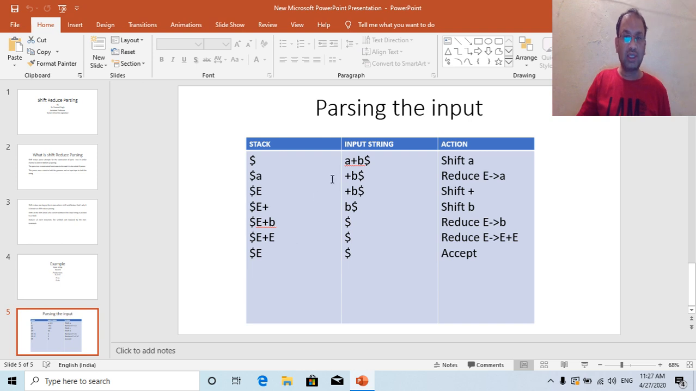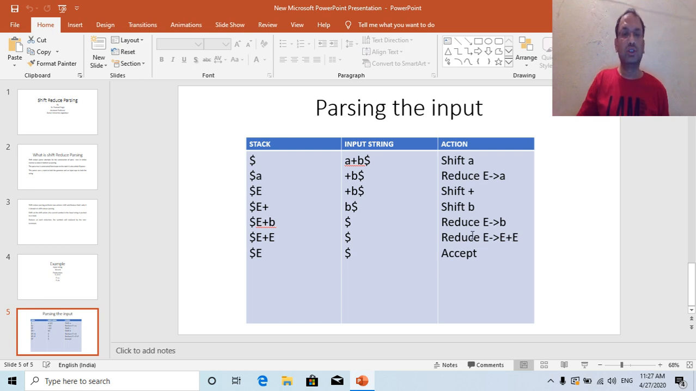Now the stack contains dollar E plus E, and in the input string the head will be on the dollar. So the reduction takes place here, and E plus E is reduced to E.